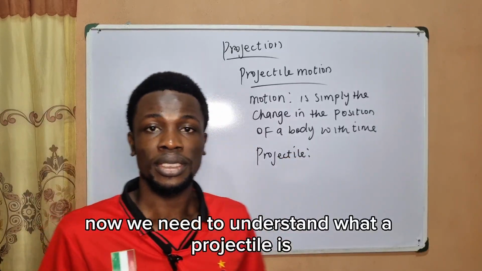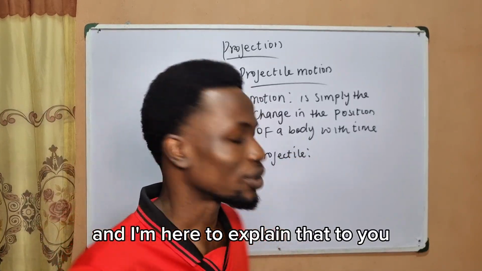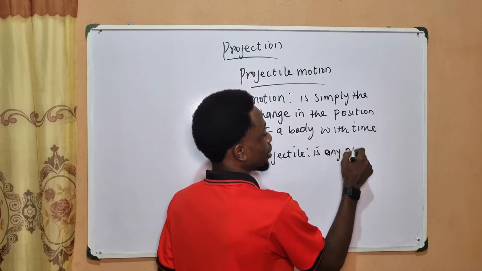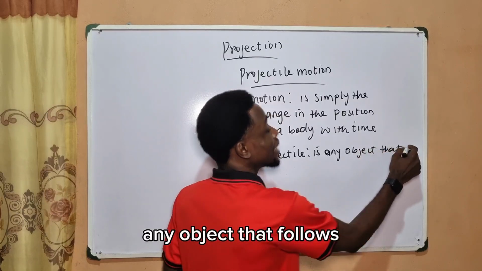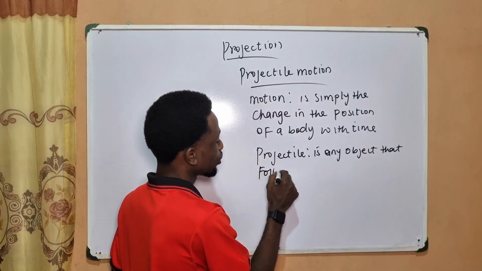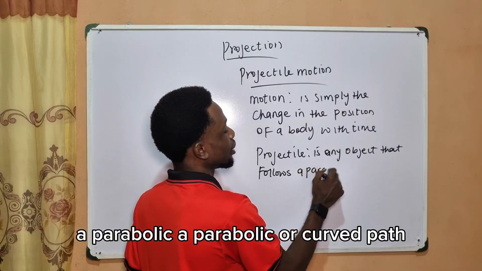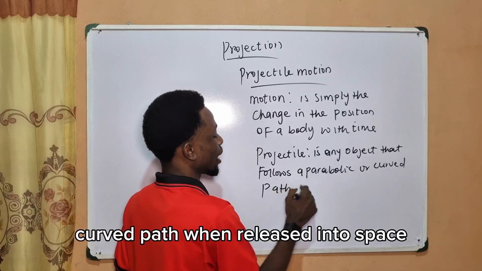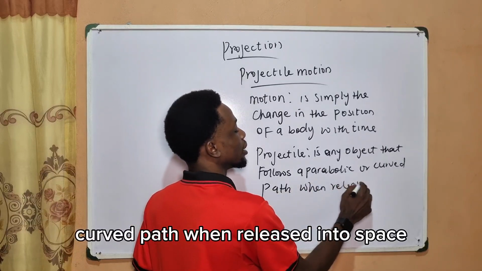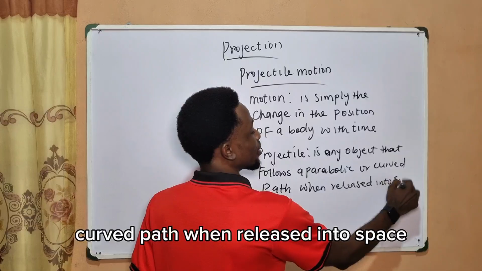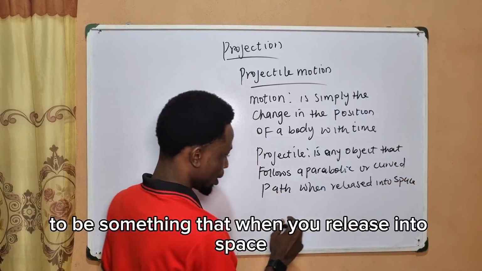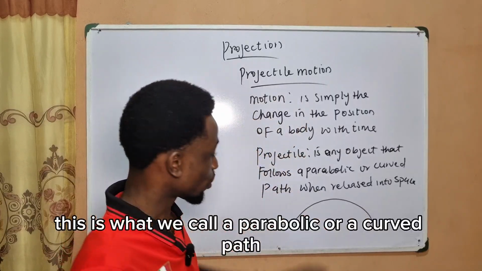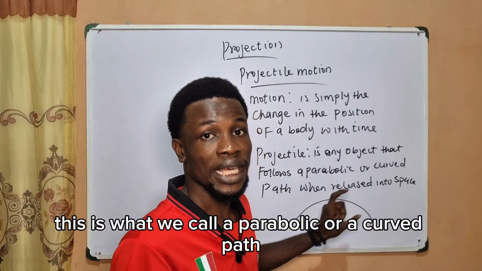Now, we need to understand what a projectile is, and I'm here to explain that to you. By definition, a projectile is any object that follows a parabolic or curved path when released into space. So you can liken the diagram to be something that when you release into space, it follows a path like this. This is what we call a parabolic or a curved path.